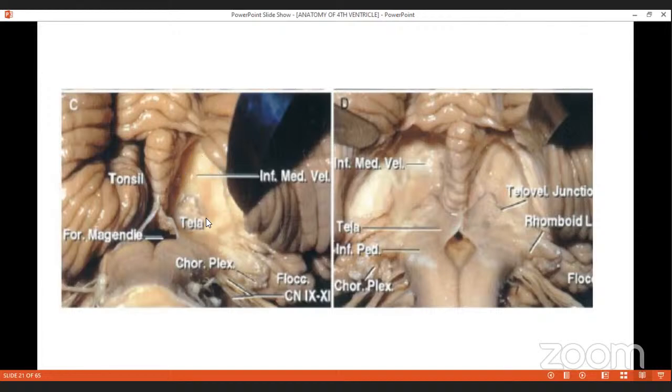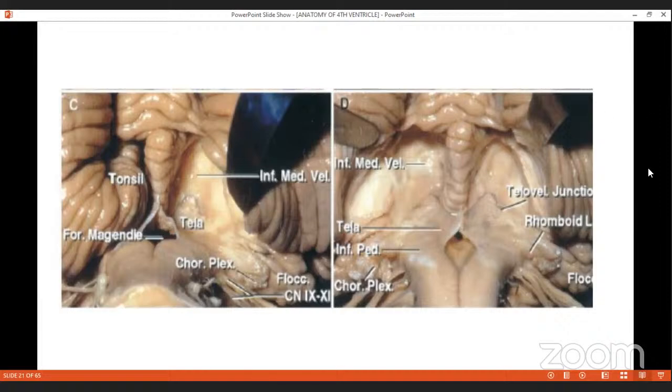The inferior medullary vellum is attached medially to the nodule of the cerebellum, and it goes laterally to be attached to the flocculus. The inferior or the caudal aspect of the inferior slope of the roof is formed by the tela choroidea with the choroid plexus within it. And here you can see the median aperture, or the foramen of Magendie, within the inferior slope of the roof of the fourth ventricle.